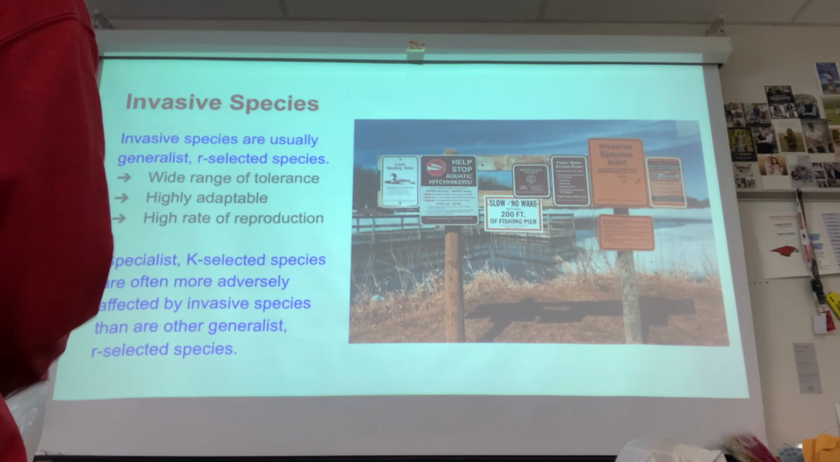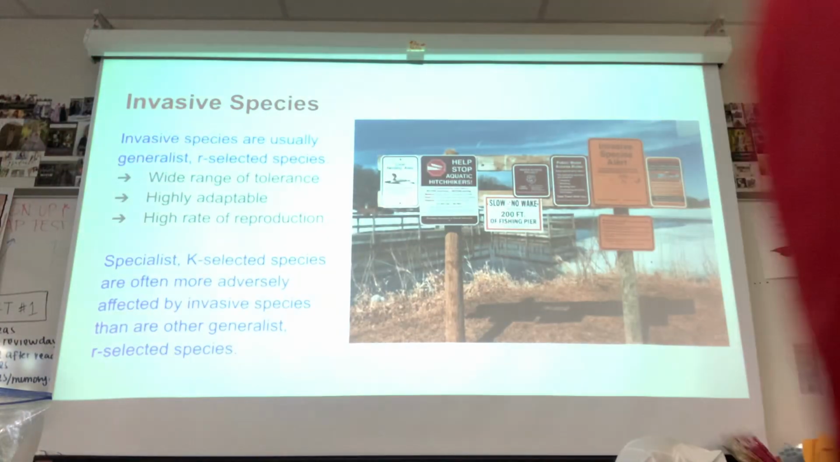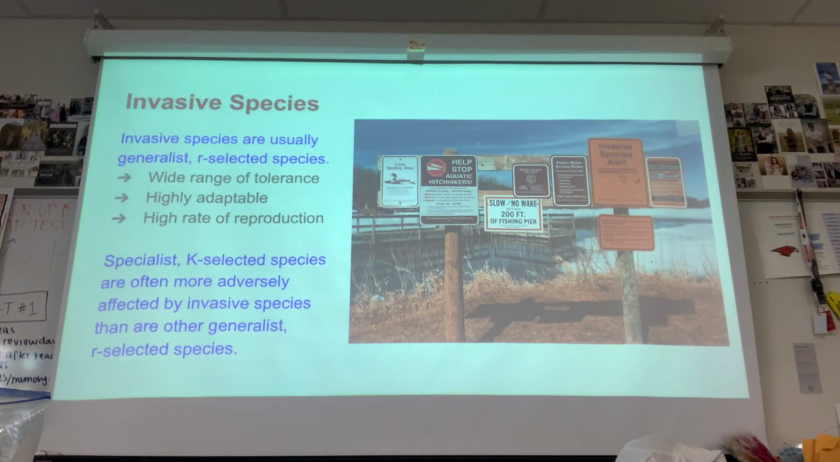You're an R or K species, and you're just gonna list everything you know. So like R species, they're small, early, dioecious, generalist.